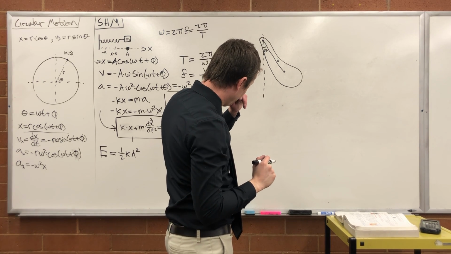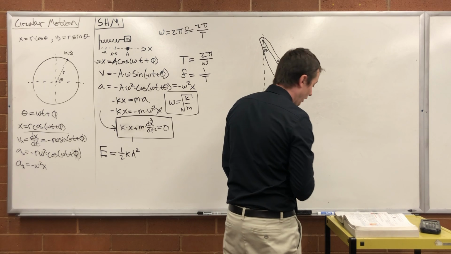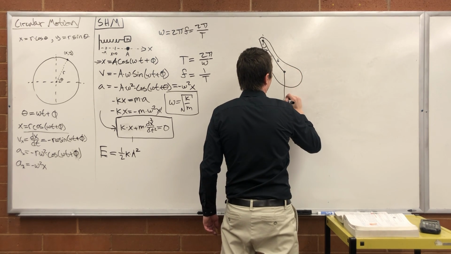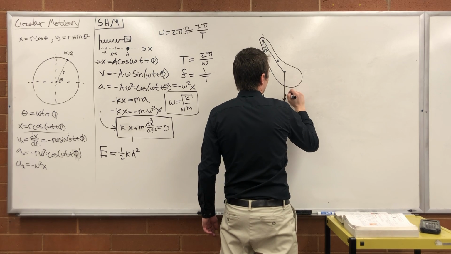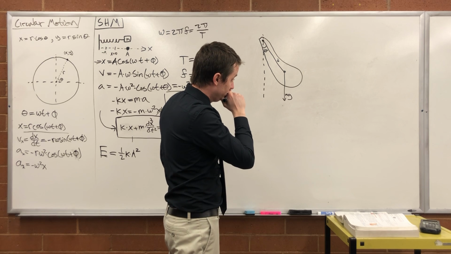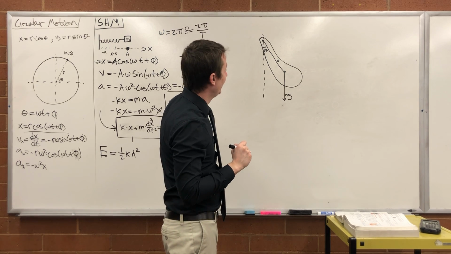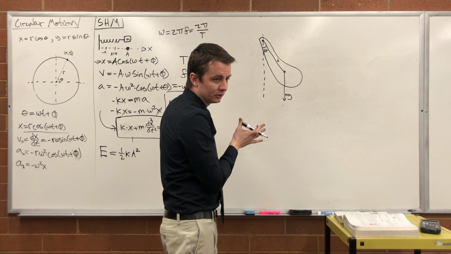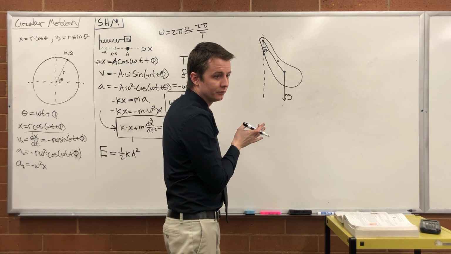And now, acting on this object, on its center of mass, center of gravity, we have mg pulling down. Here's mg, right? And mg is going to create a torque on the sink, causing it to rotate back. Right?